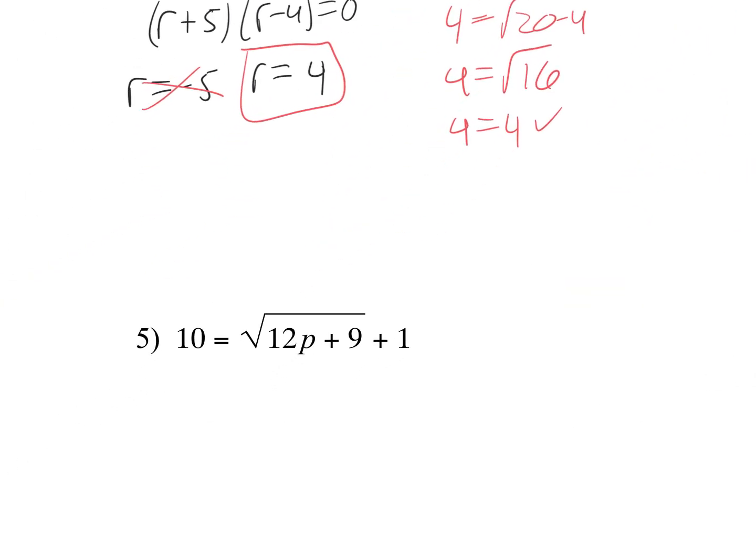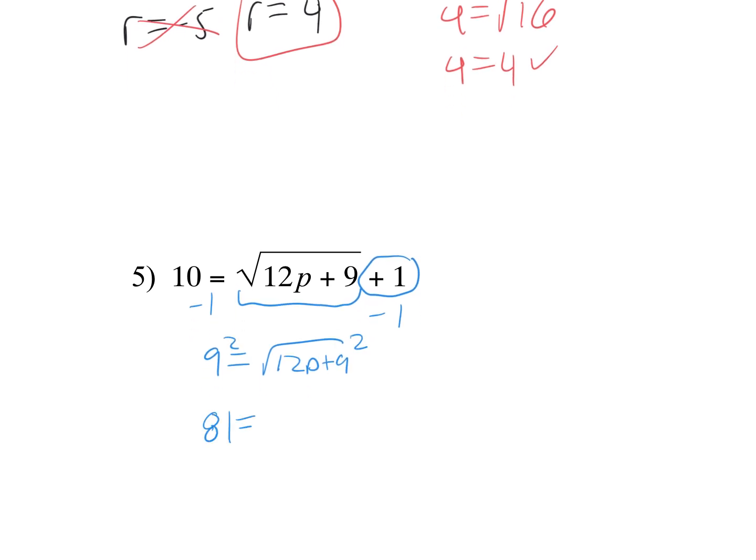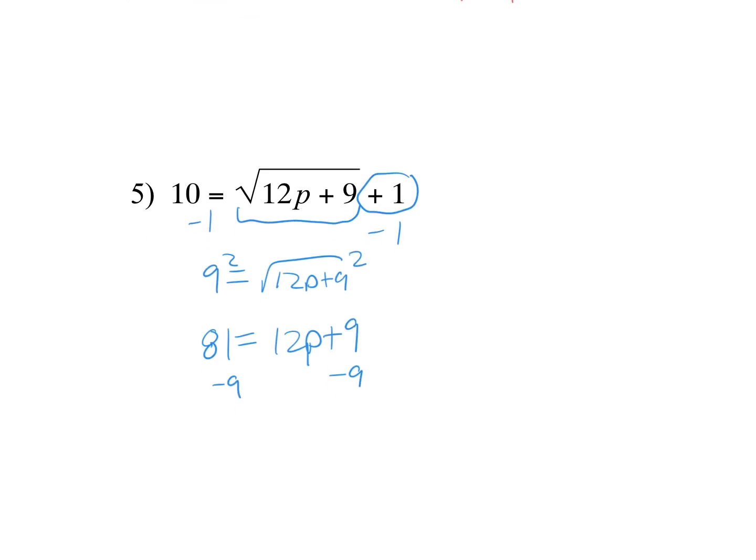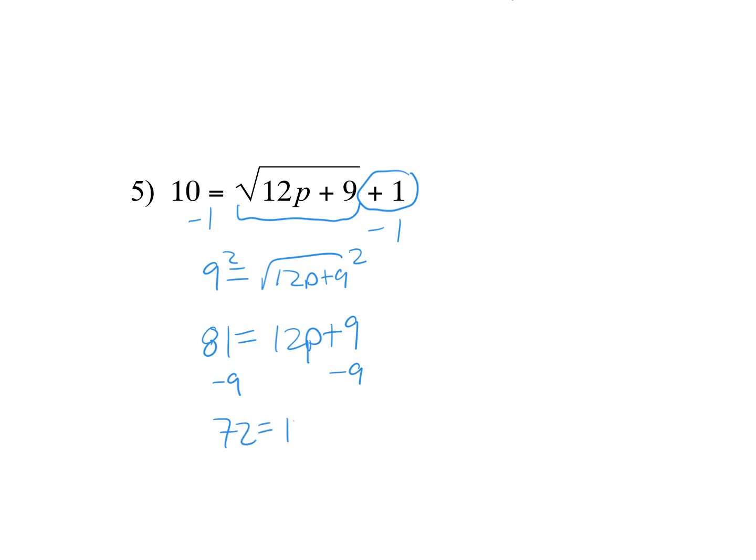All right, now moving along over here. I need the radical completely by itself. In this case, there's a plus 1 lingering. So I'm going to subtract the 1 on both sides. And 10 minus 1 is 9, so I get 9 equals the square root of 12p plus 9. And then I can square both sides to get rid of that square root. 9 squared is 81. And on the right side, I get 12p plus 9. The radical cancels out. So I'm going to solve for p, subtract 9 on both sides, and I get 72 equals 12p. Divide by 12, and I get p equals 6.